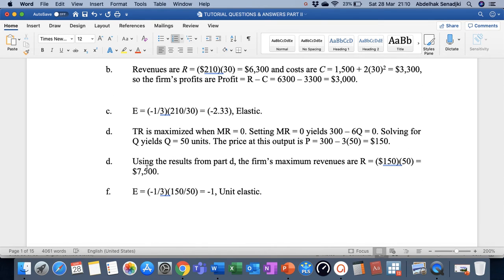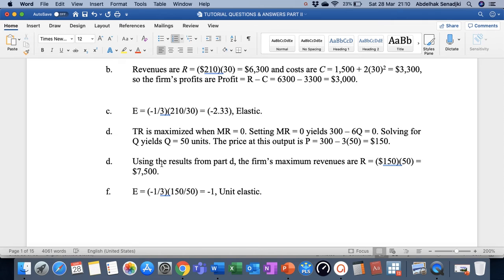So how much? Calculate the maximum revenue. Using the result from part D, the maximum revenue R equals quantity times price. Price is 150. Quantity how much? 50. So 150 times 50 equals 7,500. But again, does maximizing the revenue mean maximizing the profit?